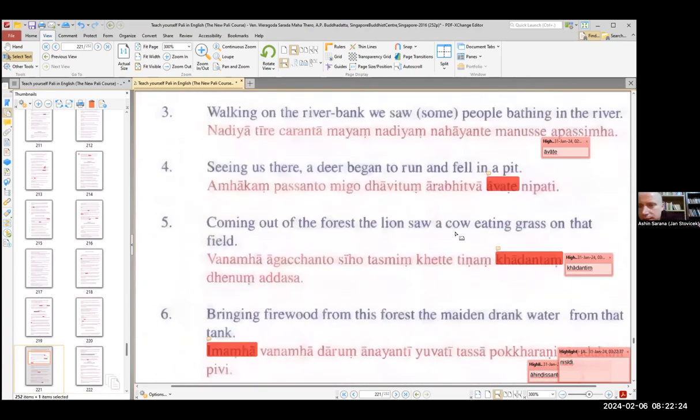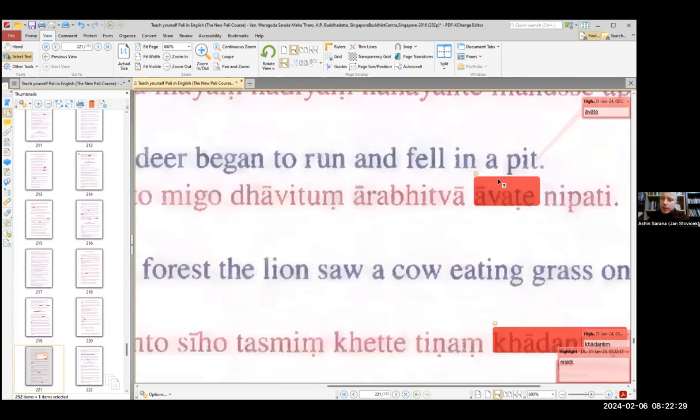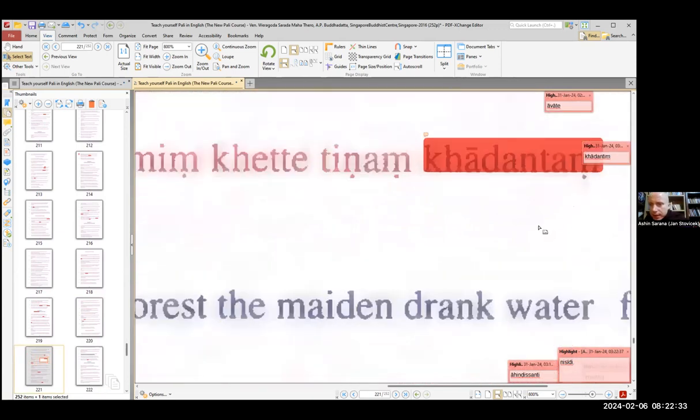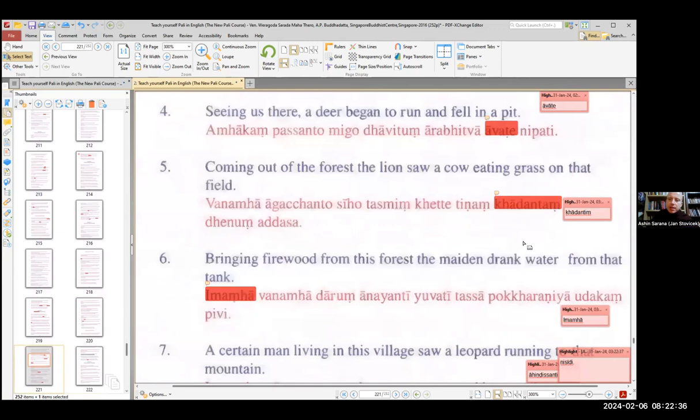Then avāte, here we are missing, it needs to be long A. Here we have short. Then here we have kadantaṃ, and it should be actually kadantiṃ.